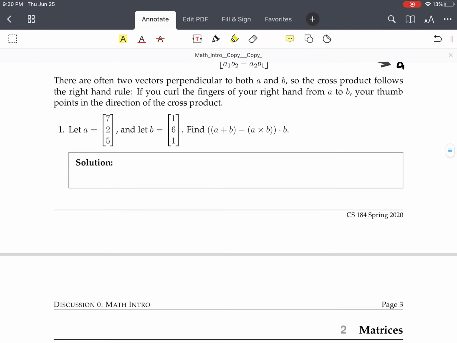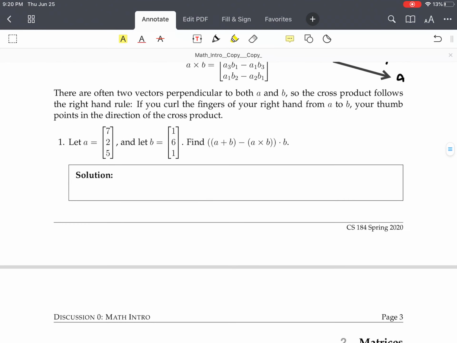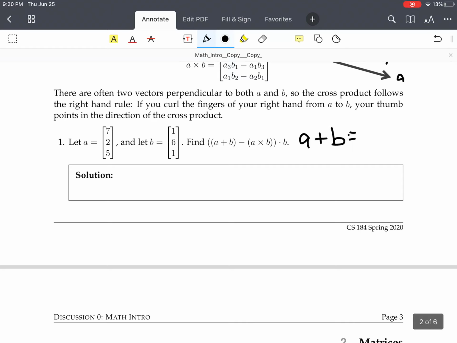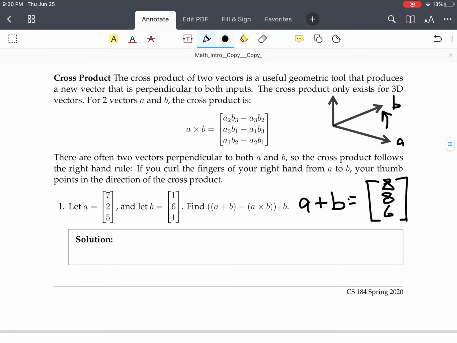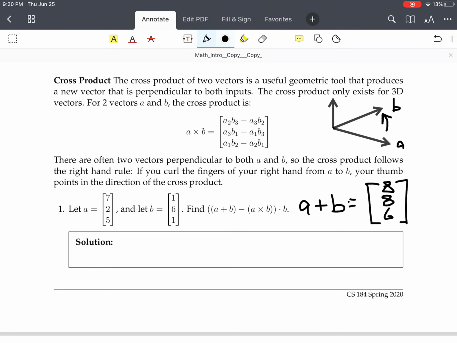Okay, so now that we've learned some of these properties, let's go ahead and do a practice problem with these. So, it's just (a plus b minus the cross product of a and b), all of that dot b. So let's go ahead and just try it. We can start with a plus b. So a plus b is equal to, and so it's element-wise addition, so it's 7 plus 1, 8, 2 plus 6, 8, and then 5 plus 1, 6. Okay, so there we go. That's a plus b. And now we want to get a cross b. And so I'm going to do it up here because I don't have a lot of space, unfortunately.